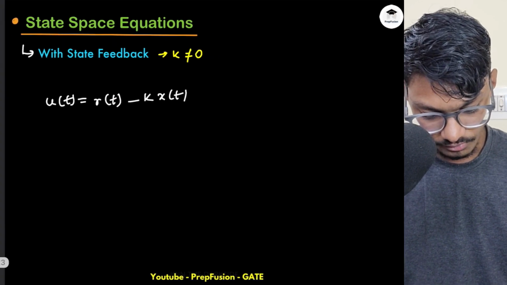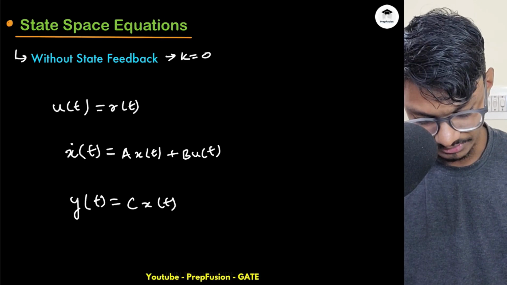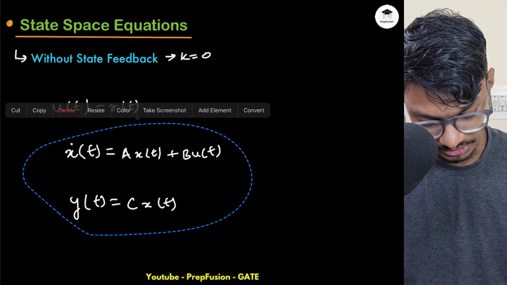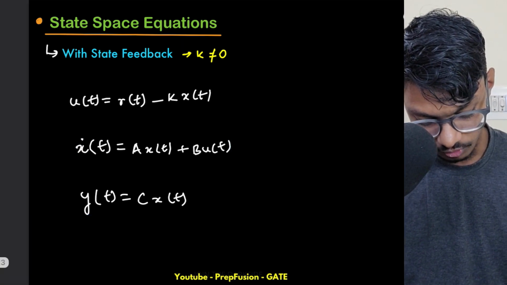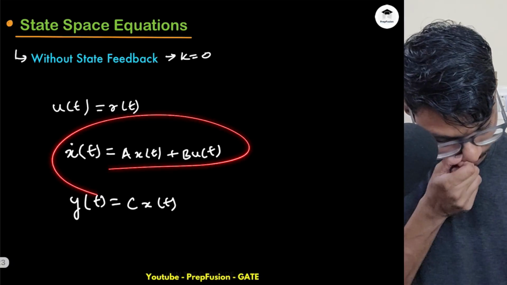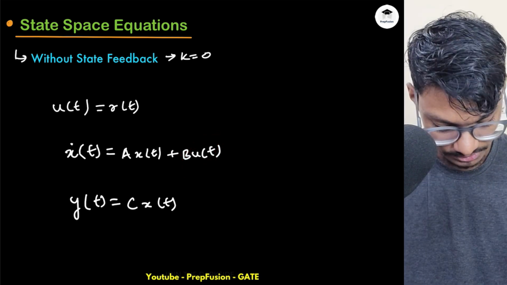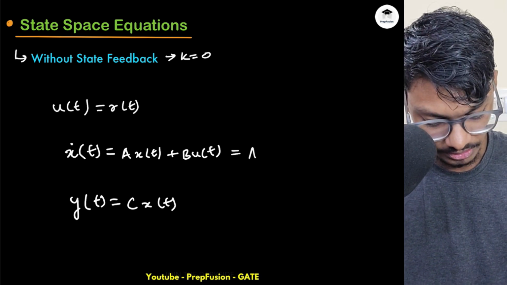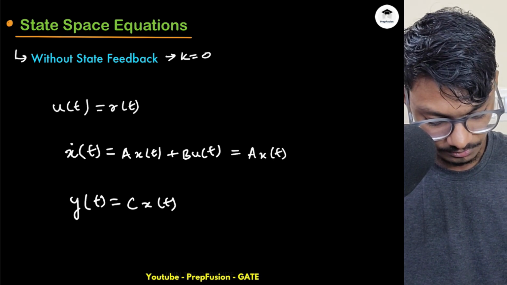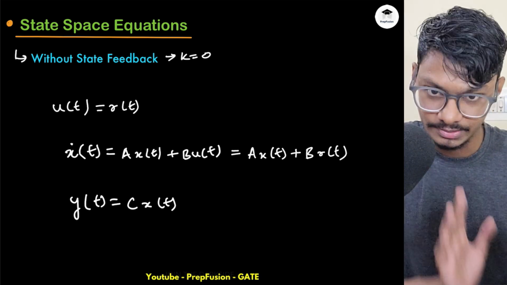And what is my x dot of t? It is the same thing, these equations are the same. These equations aren't changing. But the difference is, I forgot to do one thing: I have to further simplify this in terms of input. u of t is not the input, r of t was the input in our case. So u of t is equal to r of t in the first case, so it will become a x of t plus b r of t. Okay, now this is my state space equation.